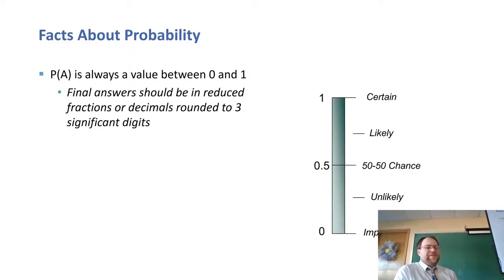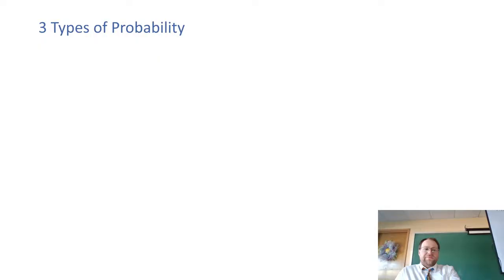When calculating probabilities, you should go to 3 significant digits. So in other words, 3 places beyond the decimal. But there's different types of probability out there. The first one is theoretical.